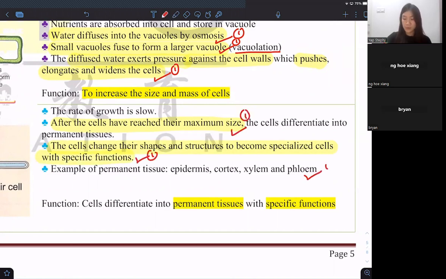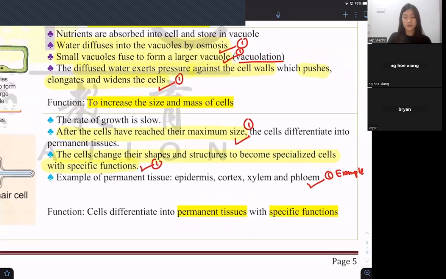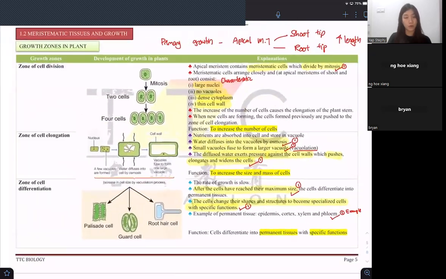And normally for the last point, we give an example. So you can help me to write down 1 or 2 examples, enough already. Either you want to write for the xylem, also can, phloem also can. Okay, so this is the first part, the first process for the primary growth. The 3 growth zones are here.